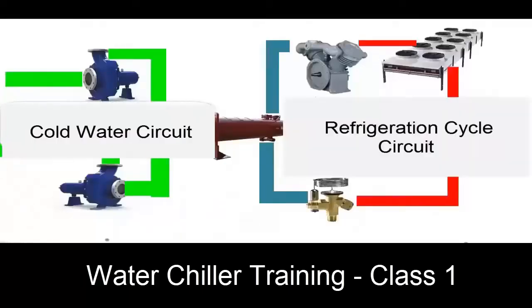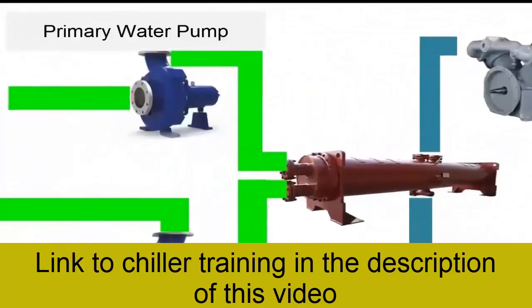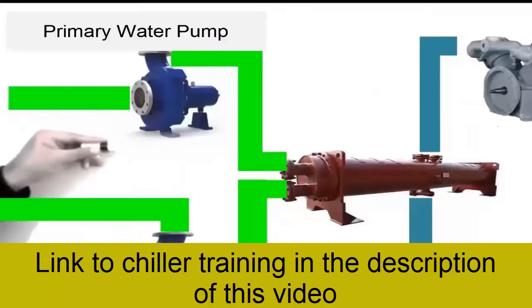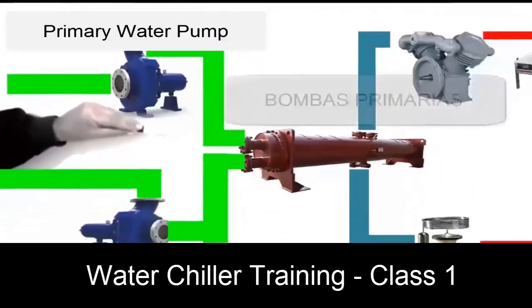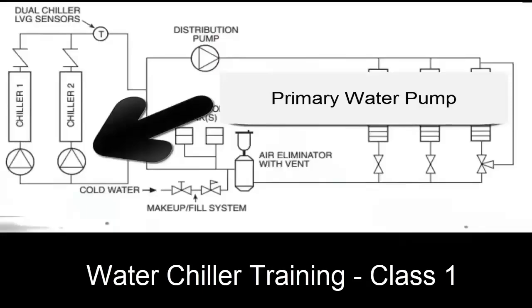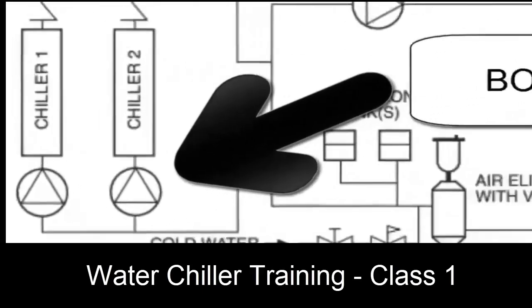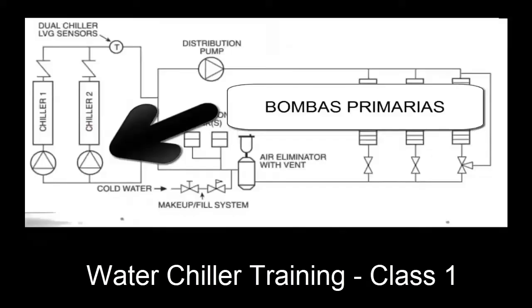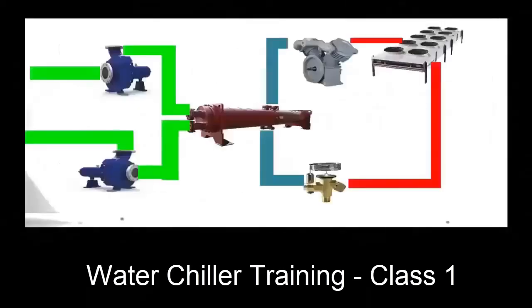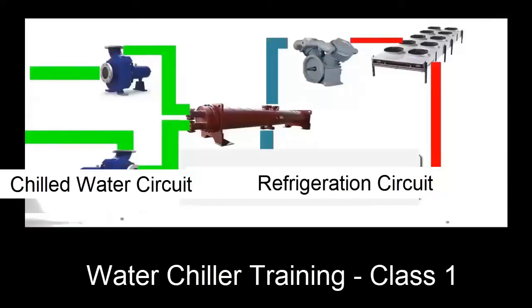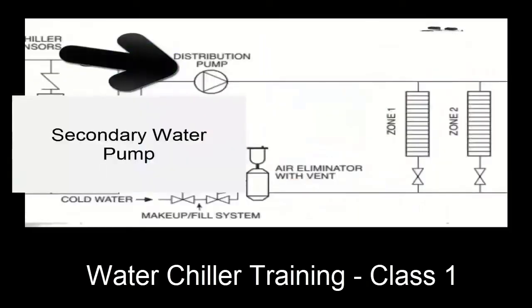On the screen, we have the schematics that represent on the left the chilled water circuit that will condition the chiller, and on the right, the refrigeration circuit that makes the chiller work. On the left side, we have the primary pump. The primary pump is the name given to the pump responsible for taking the water to the evaporator or to the chiller cooler so that heat exchange occurs in the chiller evaporator.